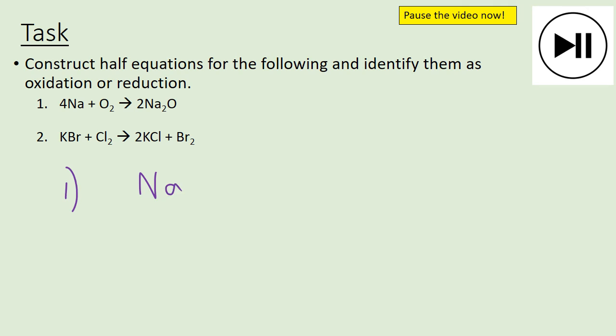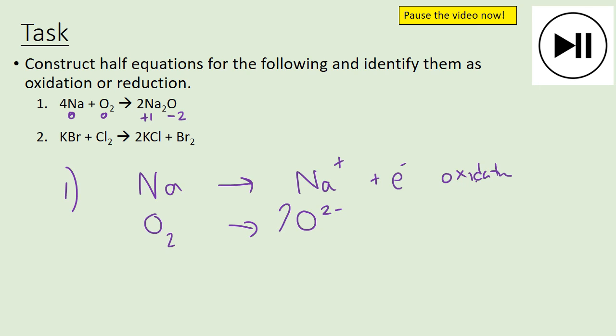Okay, first one, you will identify that sodium has oxidation state 0, as does oxygen, because they're both elements. And in the products, oxygen is -2 and sodium is +1. So our half equation is going to show sodium going from sodium element to sodium positive, and that's oxidation. And the O2 is becoming O2 minus, we must balance it, showing it gaining those electrons, so that's a reduction.